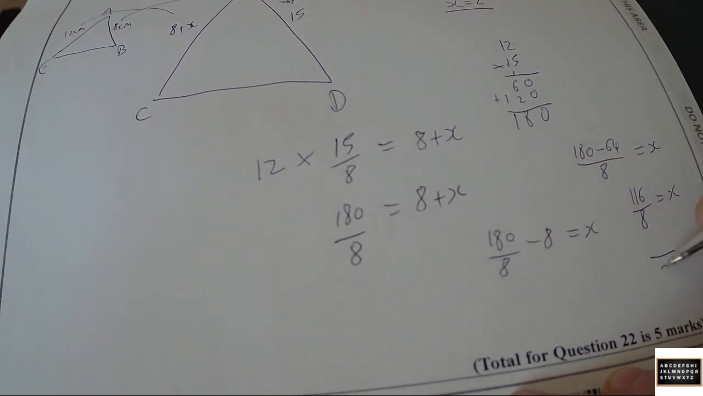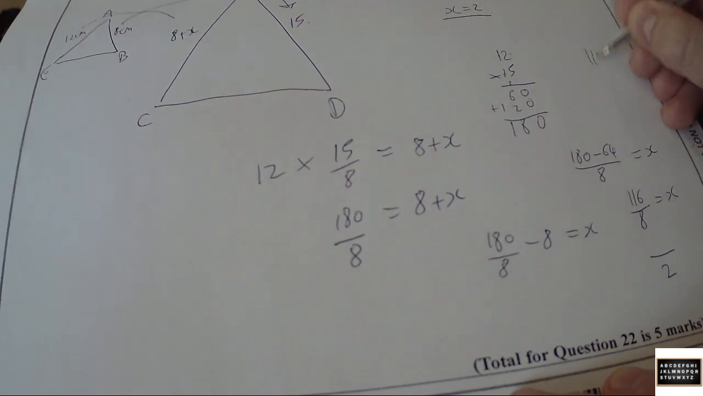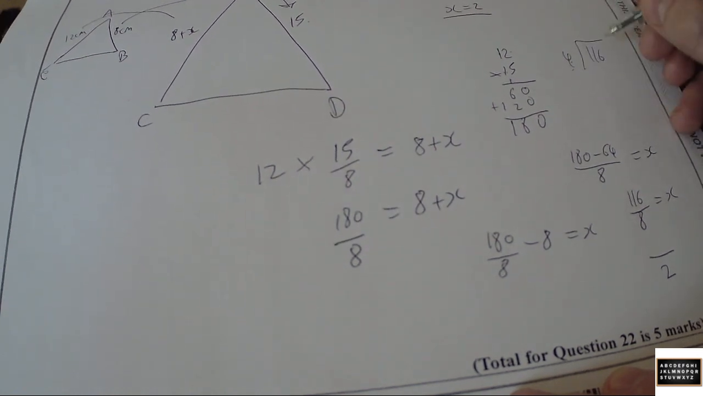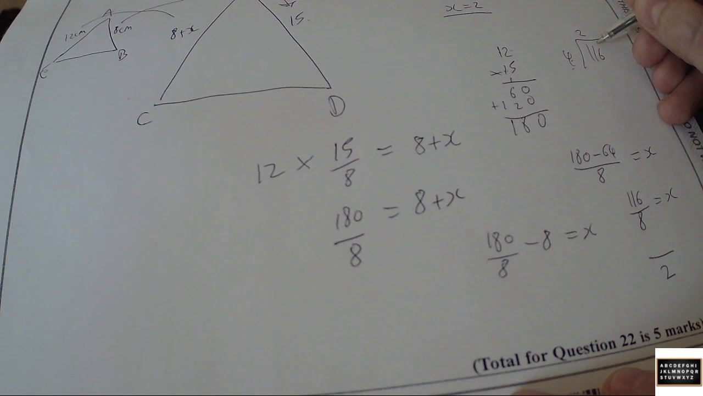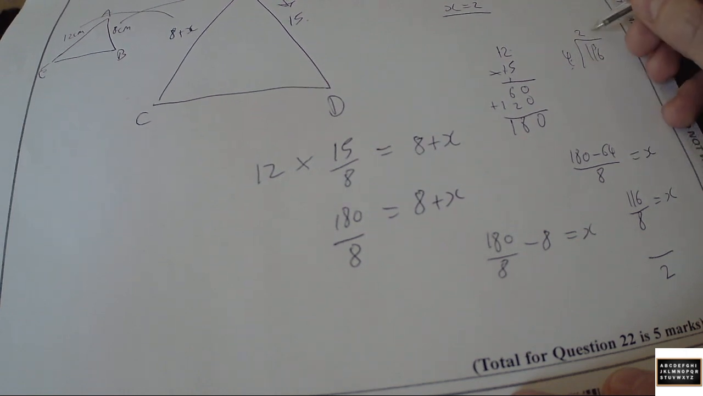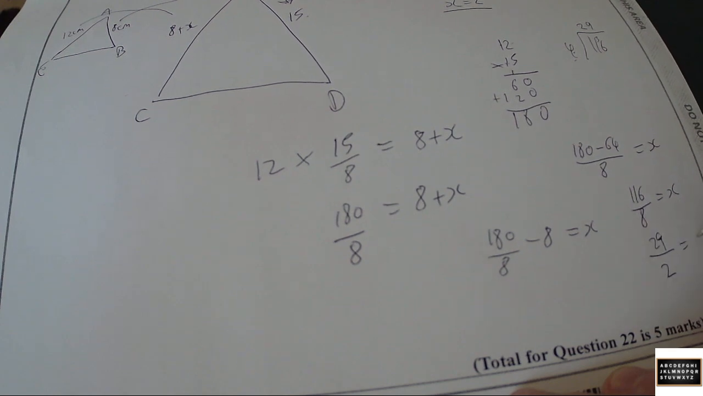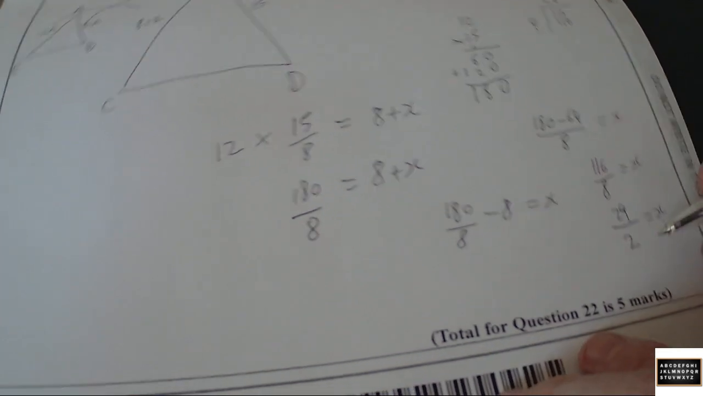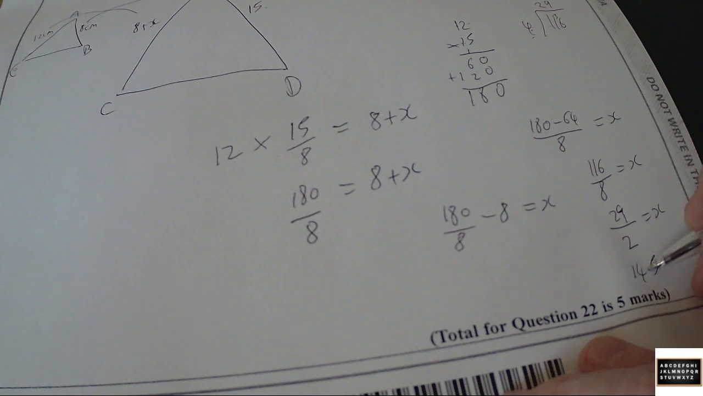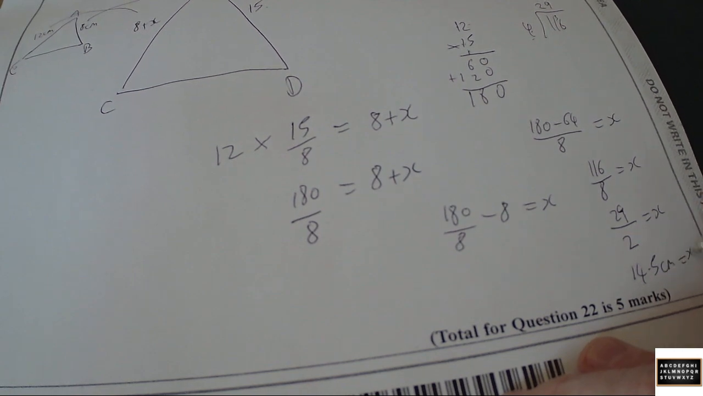So 8 divided by 4 is 2, and 116 divided by 4, well, 4 goes into 11 twice, with 3 left over, and 4 goes into 36 9 times. So it's 29 over 2, or 14.5 centimeters is equal to x.